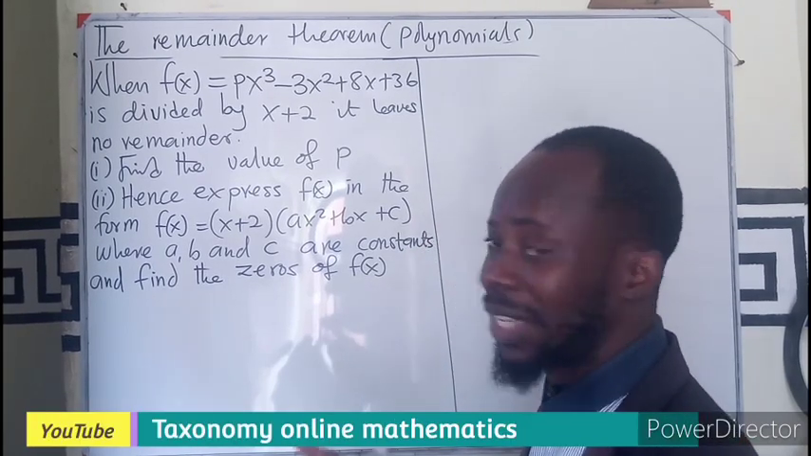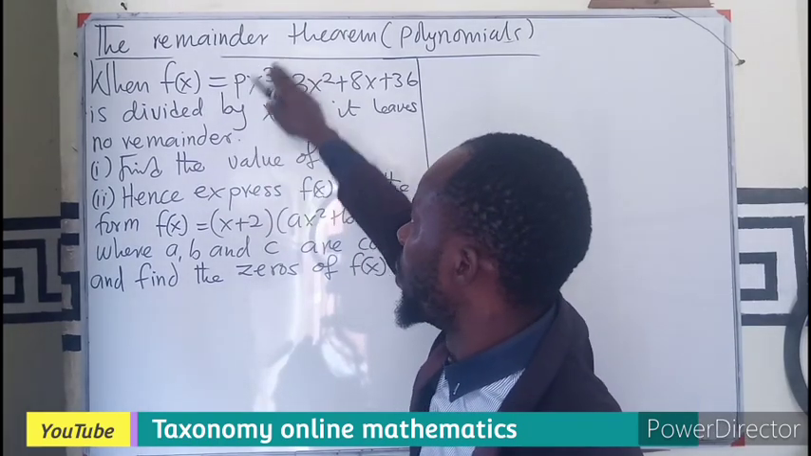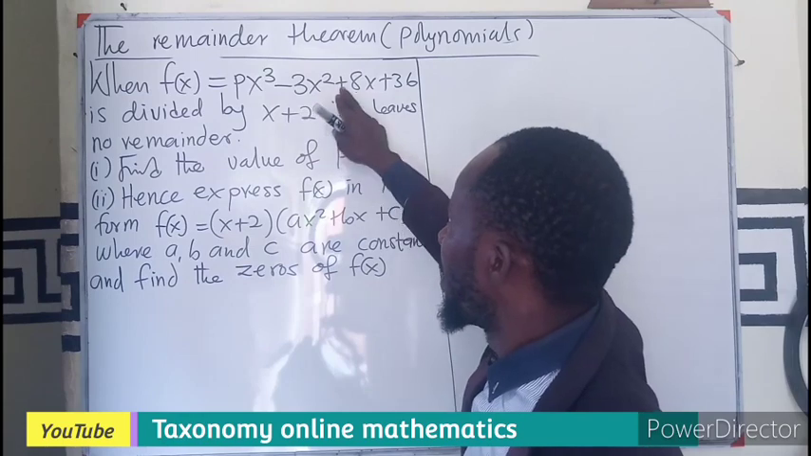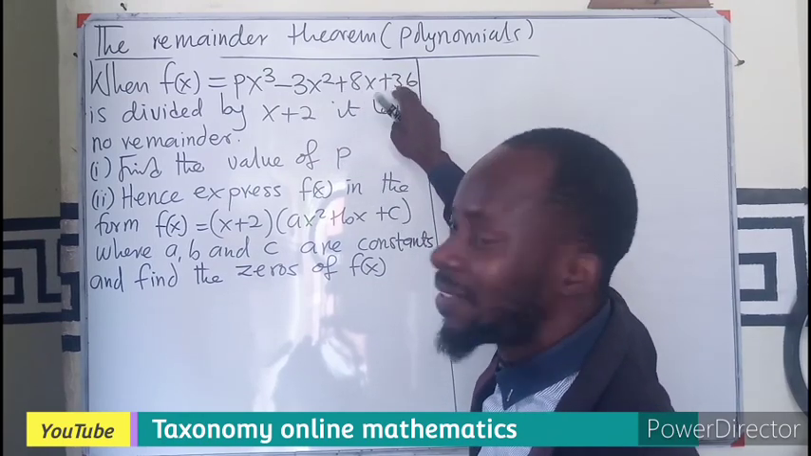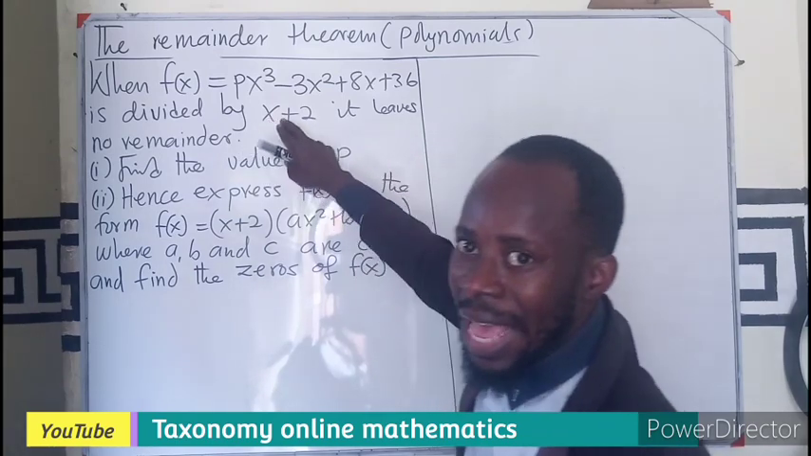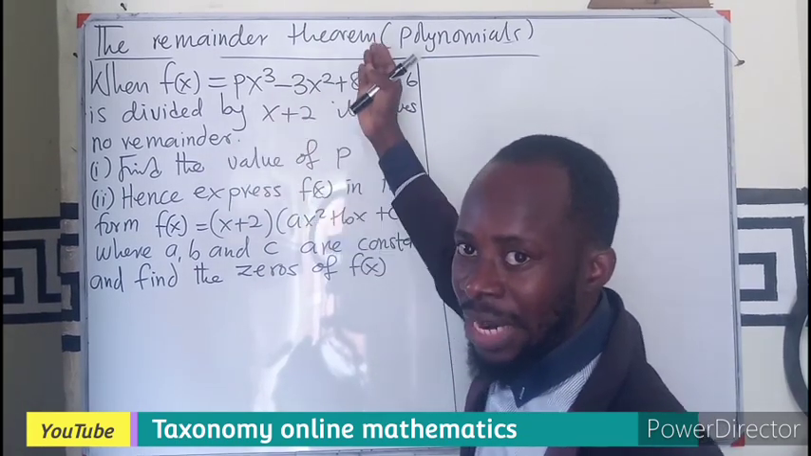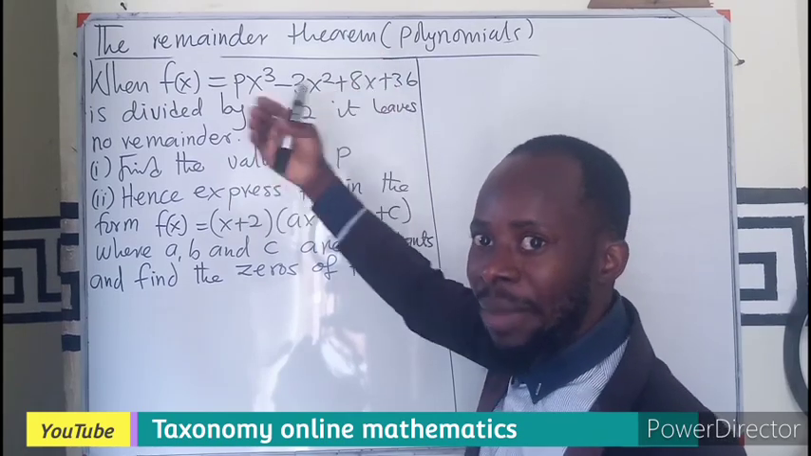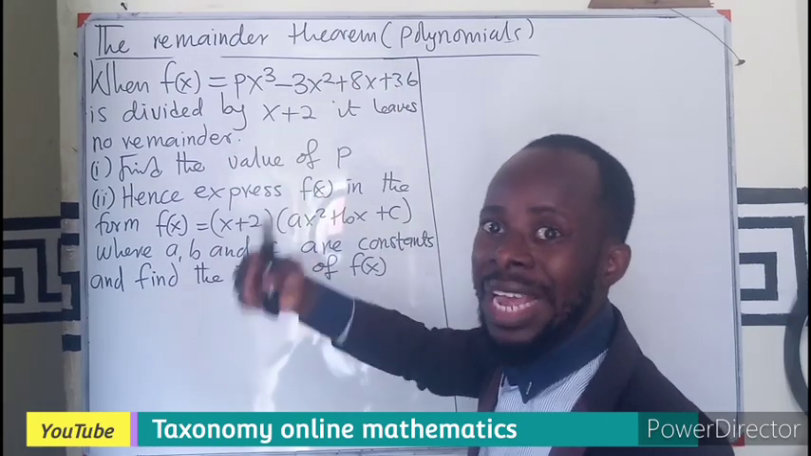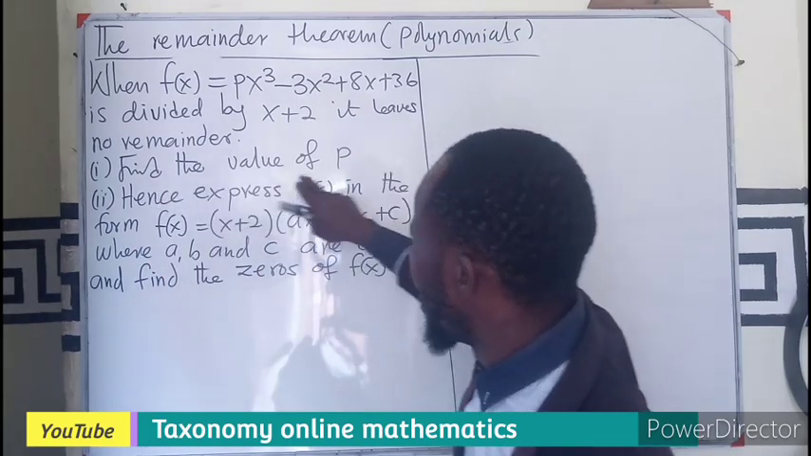When the function f of x is given as px cubed minus 3x squared plus 8x plus 36, this function, if it is divided by x plus 2, leaves no remainder. That's the remainder theorem. If it leaves no remainder, it means the remainder is actually 0. So we have to find the value of p.